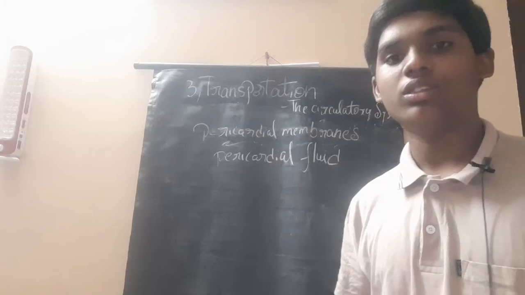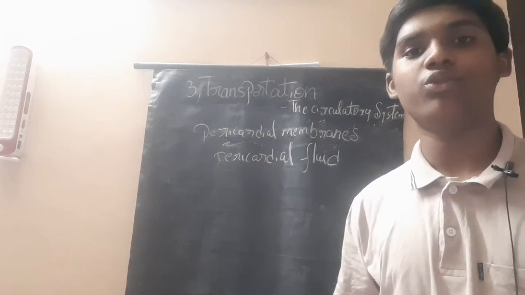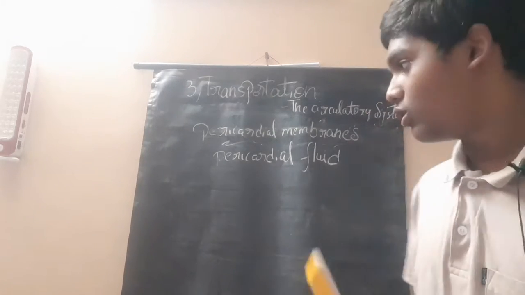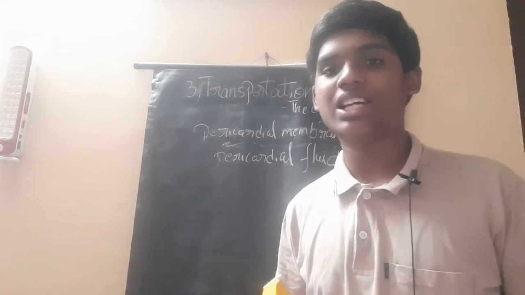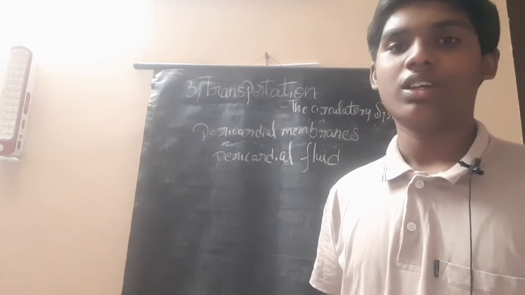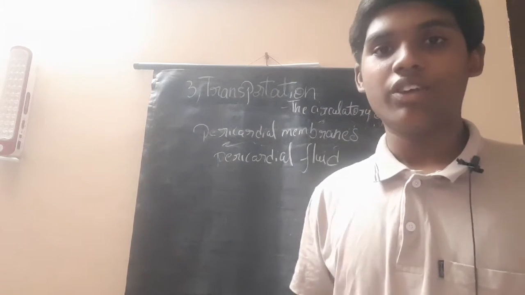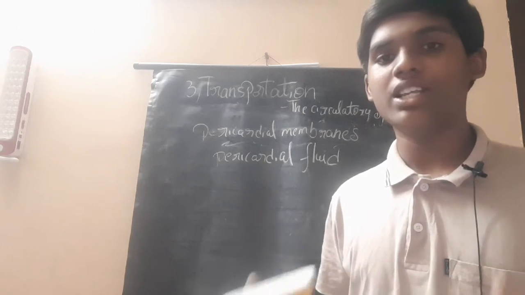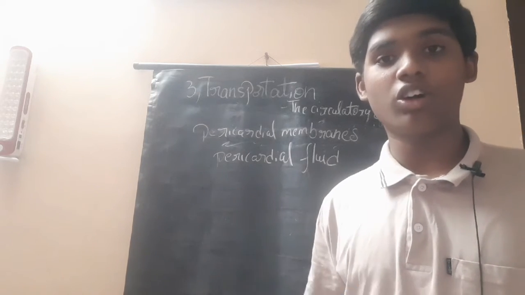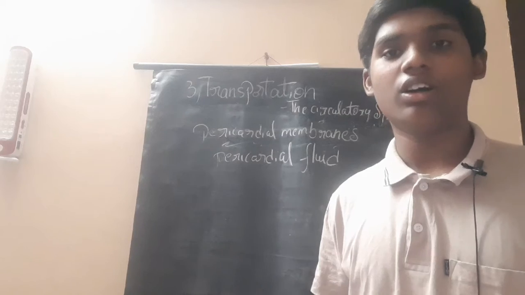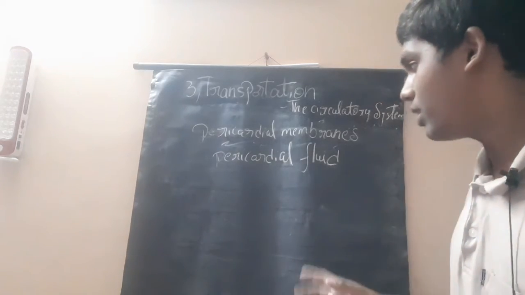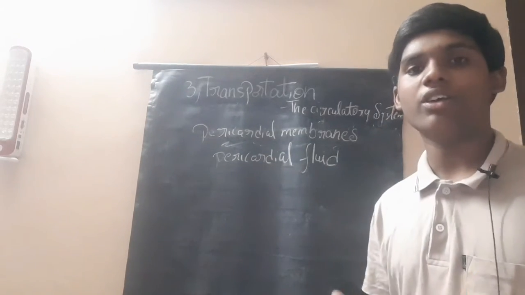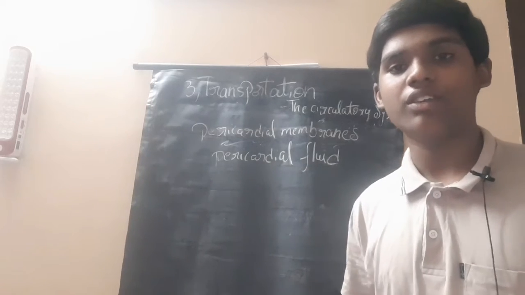And how are these membranes and this fluid helpful to the heart? They protect our heart from physical shocks and injuries. When any shock occurs, our heartbeat increases, and if it increases above normal, it can cause a heart attack or cardiac attack. But this pericardial fluid helps our heart against physical shocks and injuries.